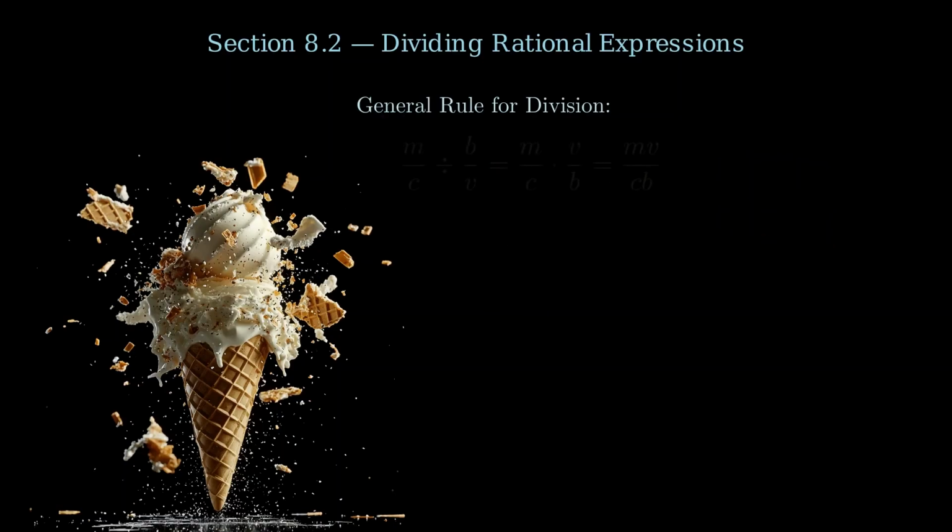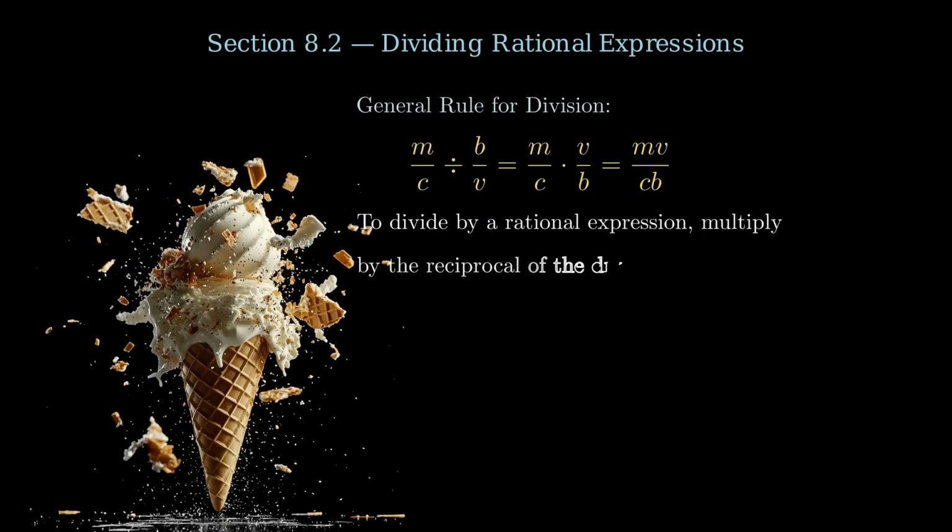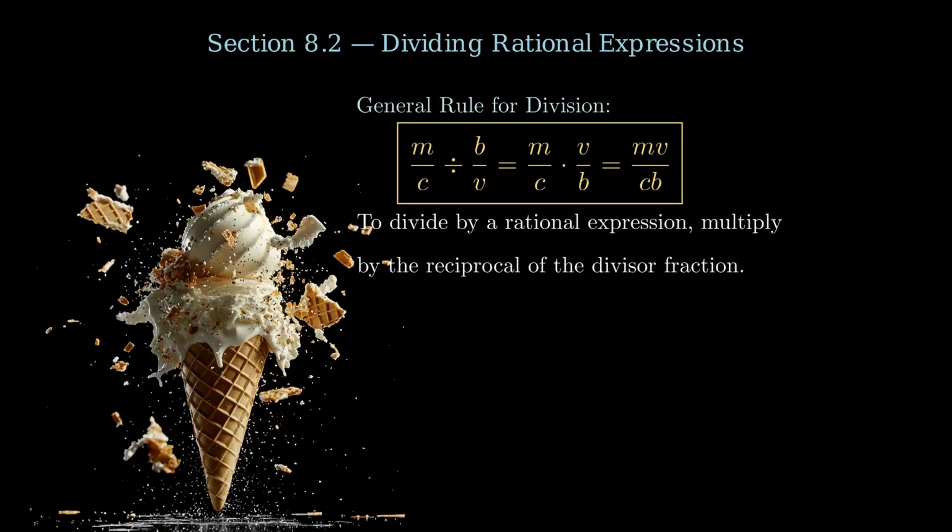We can extend this exact same concept to any rational expression. To divide m over c by b over v, we flip the second fraction to its reciprocal, v over b, and change the operation to multiplication. This gives us the final multiplied form, mv over cb.